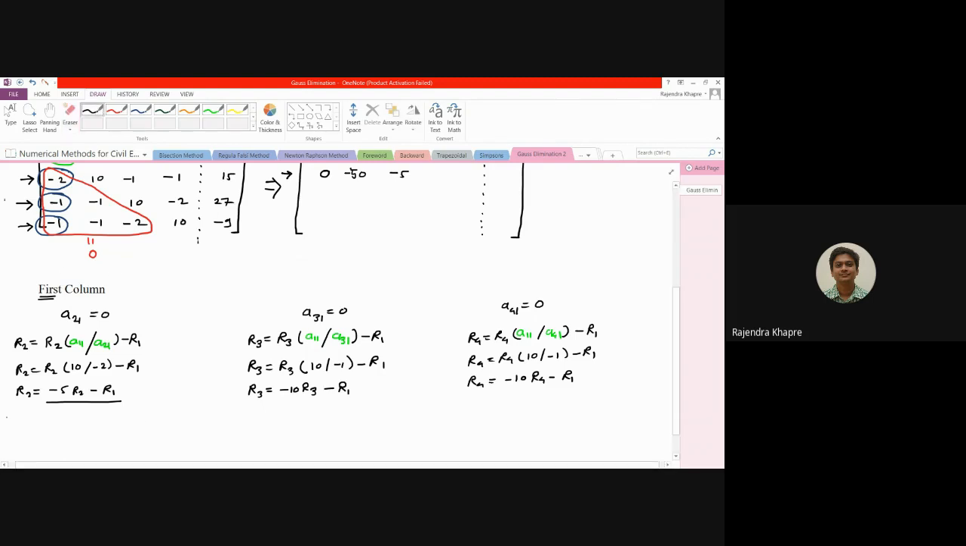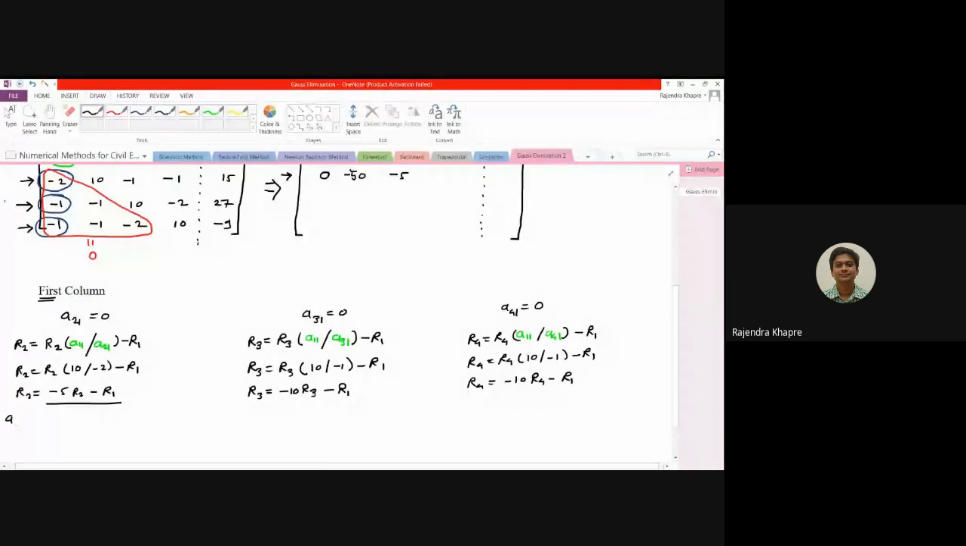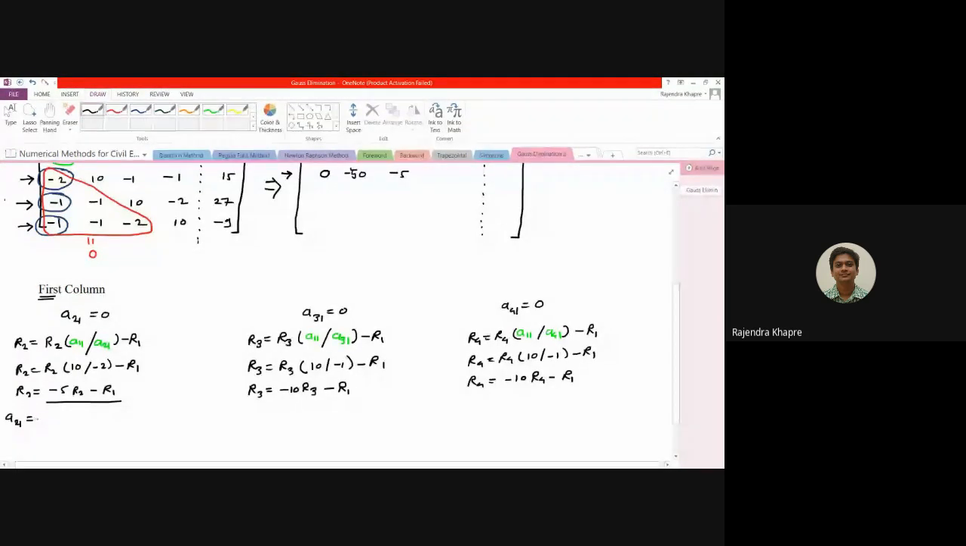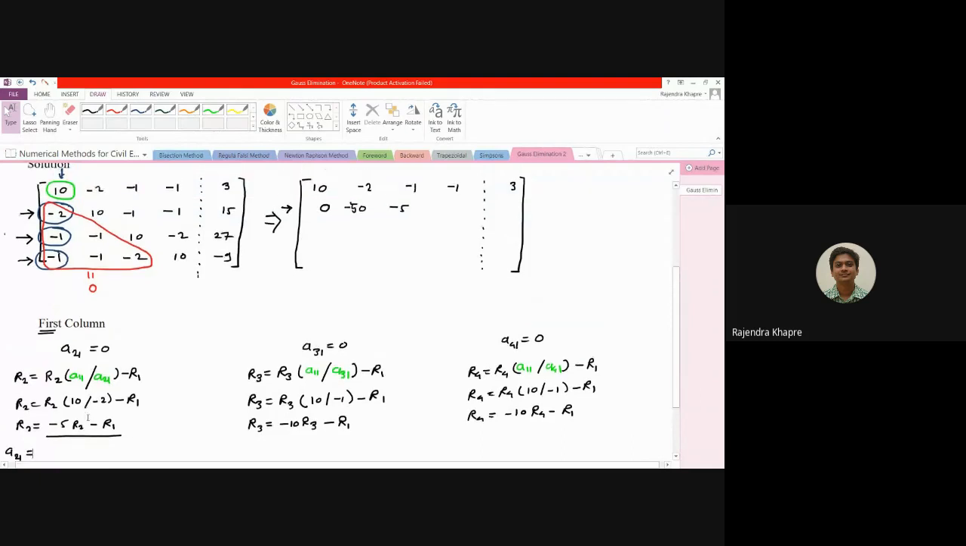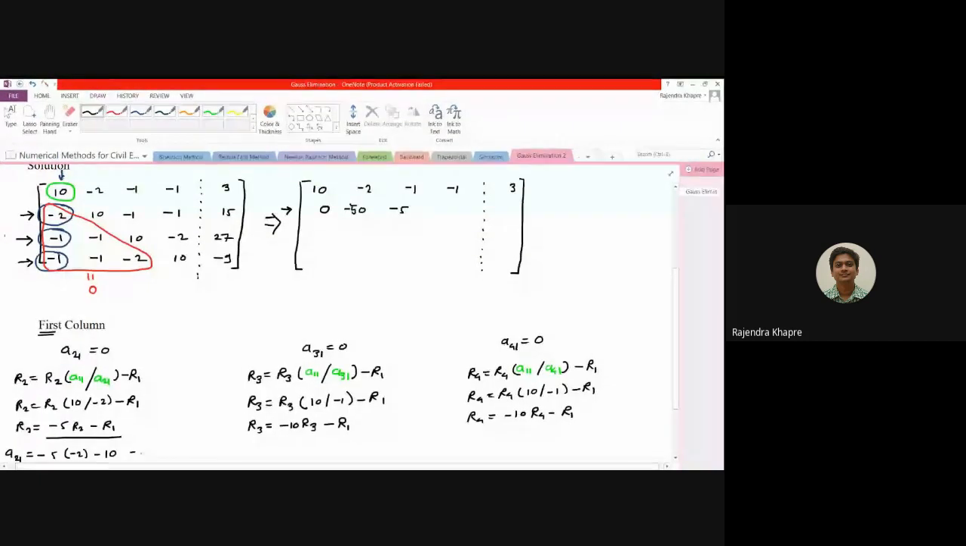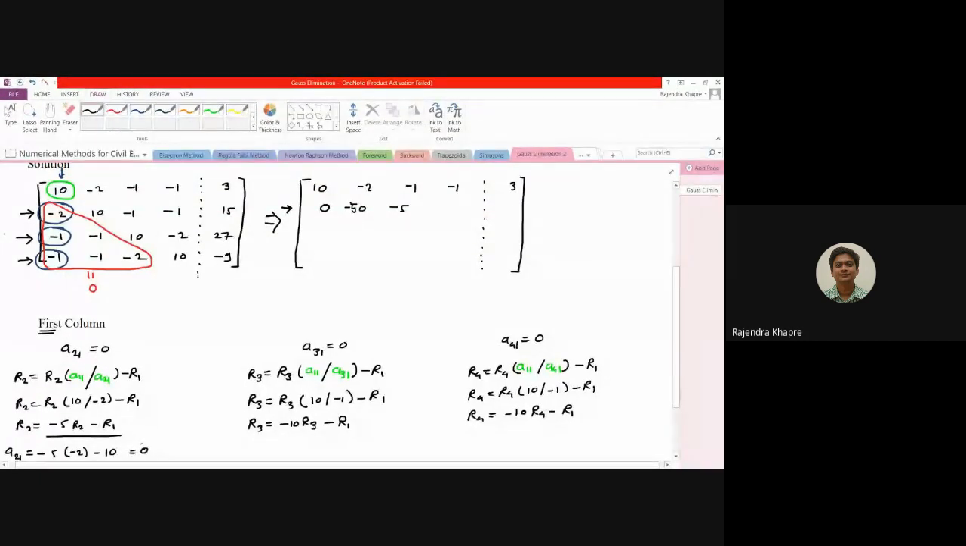Okay, so if I am working on, let us say a21, that is the first one. Actually the figure is not visible, that's why this is happening. So when I am working on a21, this will become something like minus 5 into r2 is minus 2, minus r1 value is 10, so that's why it is becoming 0. Okay, so up to here it is fine.